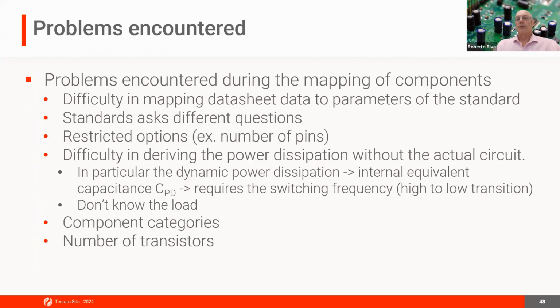Now, problems, plenty of them. Problems encountered during the mapping of the components. Difficulty in mapping datasheet data to parameters of the standard. A lot of these problems emerged from the fact that we were doing a desktop study. We haven't written quite the conclusion, but obviously one of the conclusions we could draw is you cannot do this work unless you're sitting next to a designer, someone who can tell you exactly what the output parameter is, what the output voltage is, what the power dissipation is, and things like that. On a desktop study, we didn't want to invent things because we just don't work like that. So we used our best judgment to derive the most appropriate numbers.